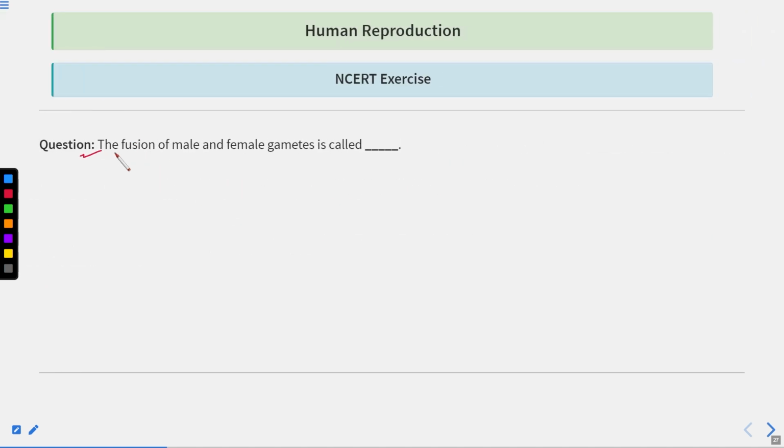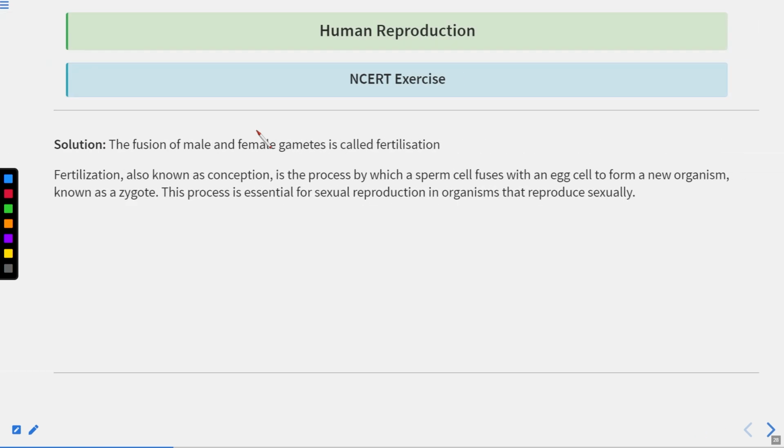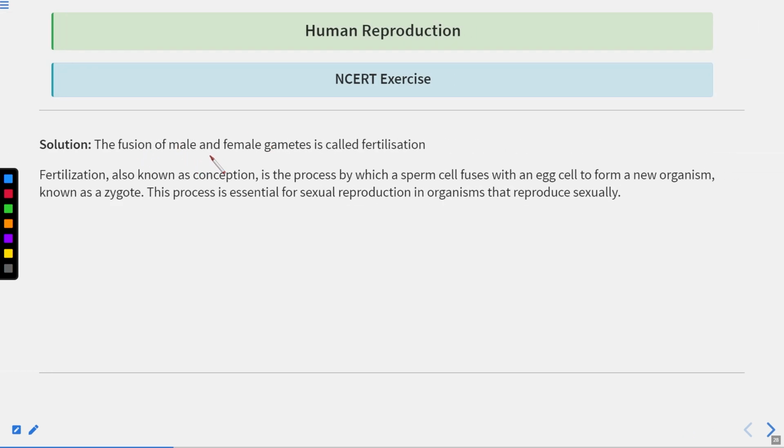Now, the next question is, the fusion of the male and the female gamete is called. This is quite simple, this is straightforward. The fusion of the male and the female gamete means fusion of the sperm and the ovum. This is called what? Okay, let's have a look at the answer. Fusion of the male and the female gamete is known as fertilization.